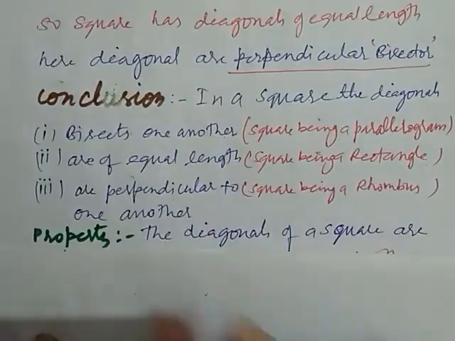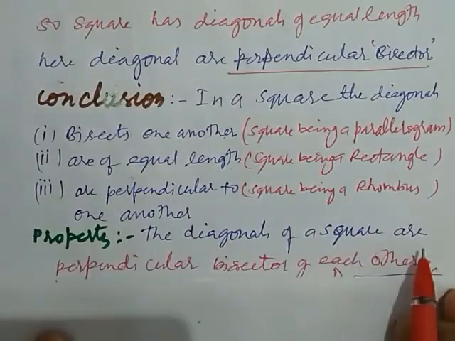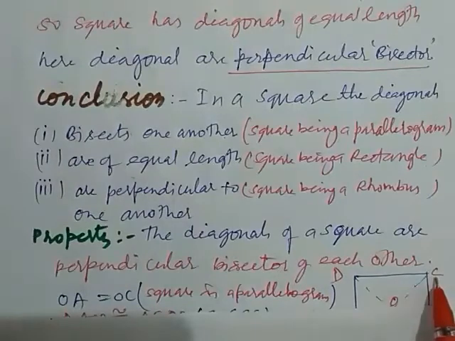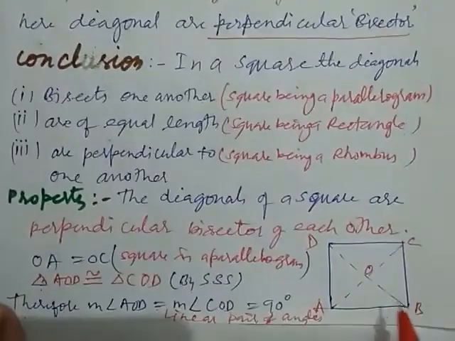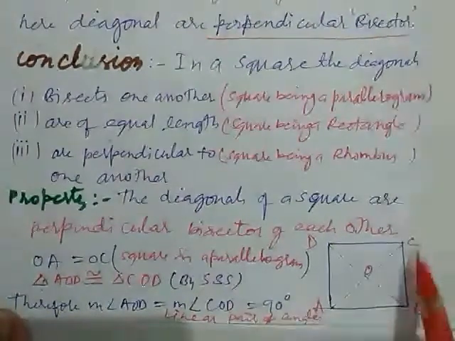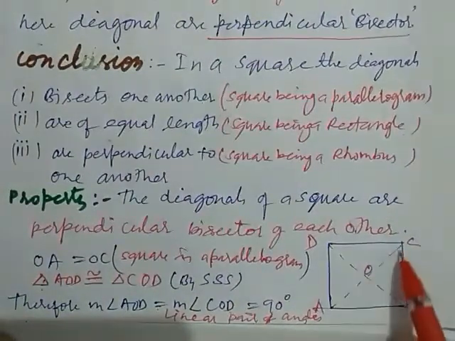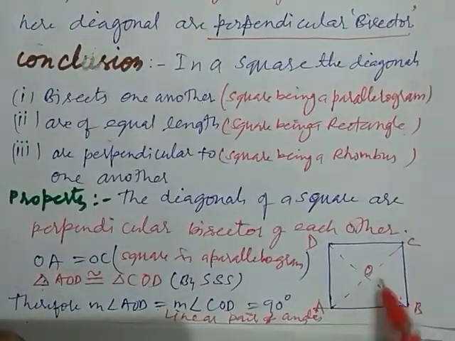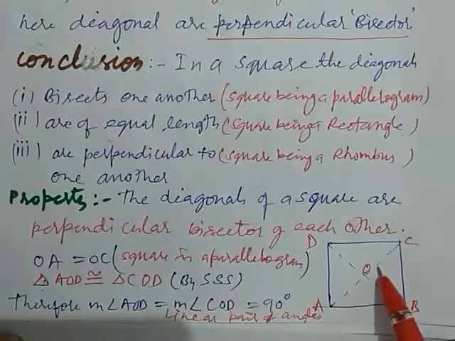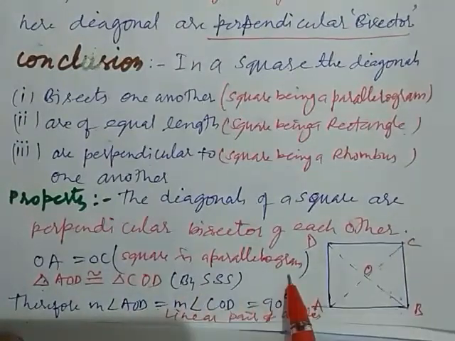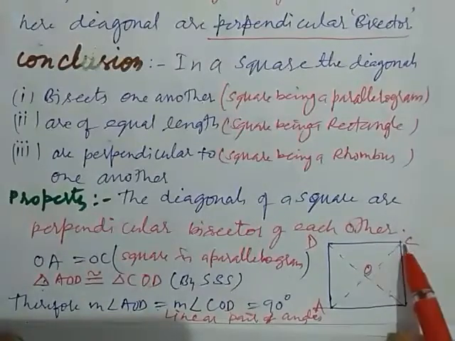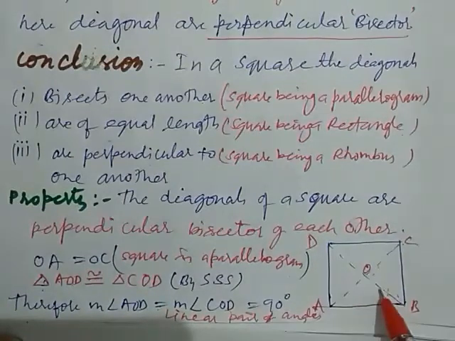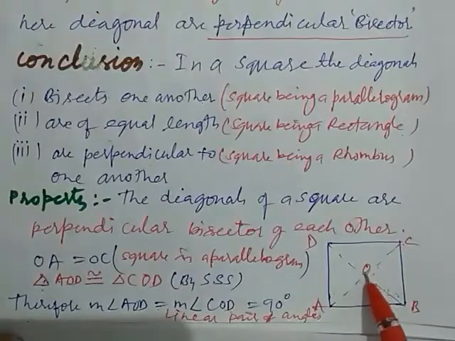Okay? So the property is the diagonals of a square are perpendicular bisectors of each other. Okay? Here is the square. We have to draw a square, A, B, C, D. O is the bisecting point of both the diagonals. OA equal to OC, because diagonals are bisecting each other. Square is a parallelogram. OA equal to OC. So a square is a parallelogram because in a parallelogram the diagonals are bisecting, and here the diagonals are bisecting.